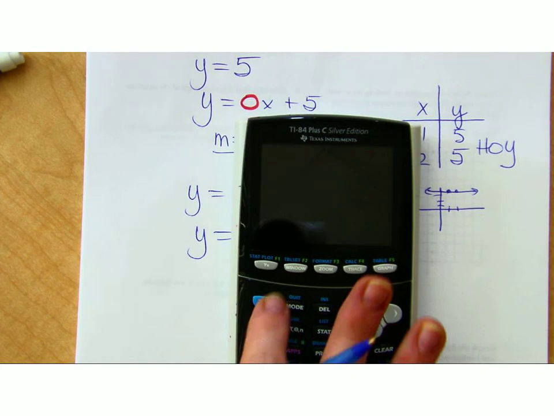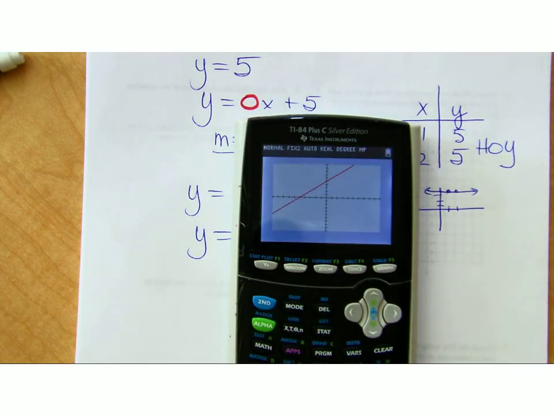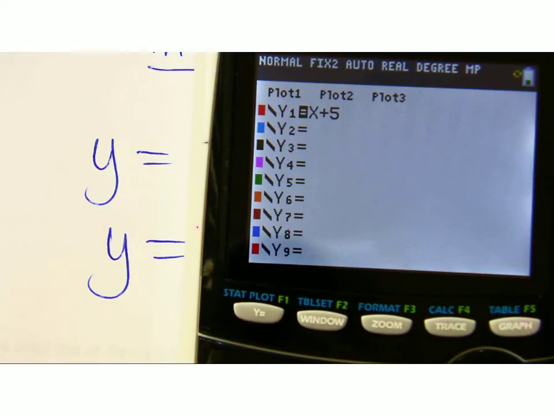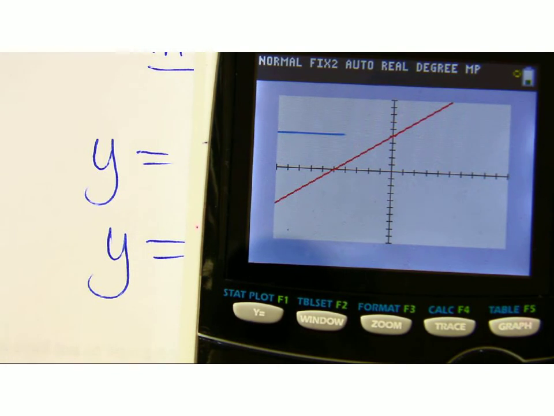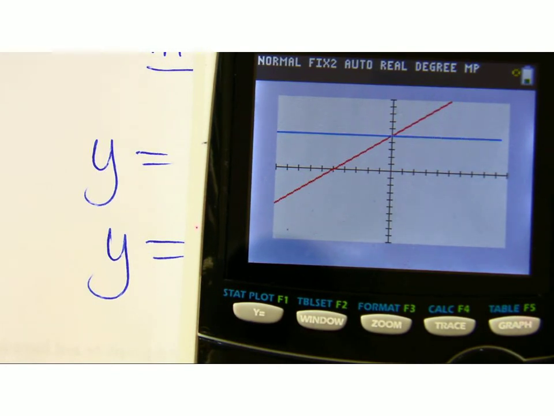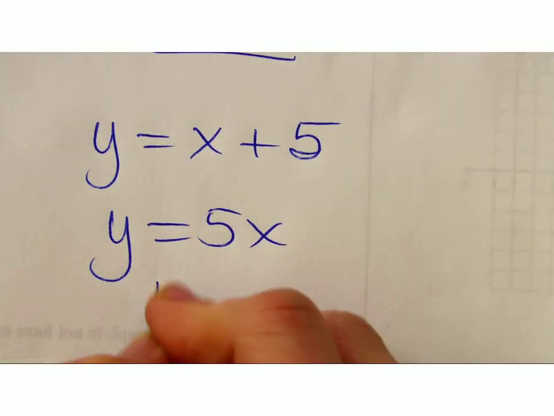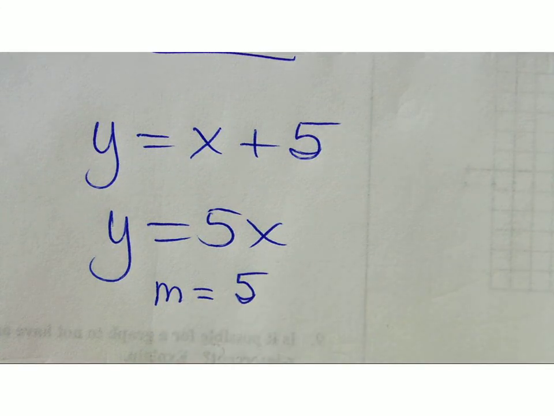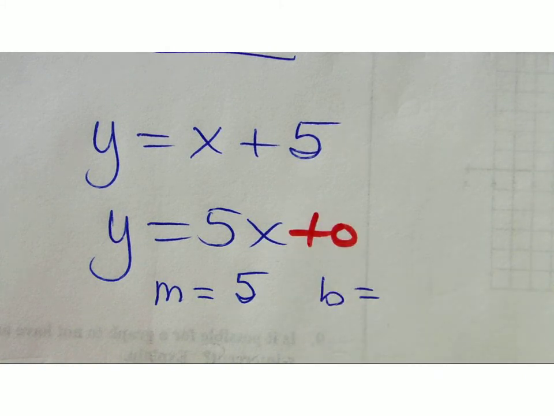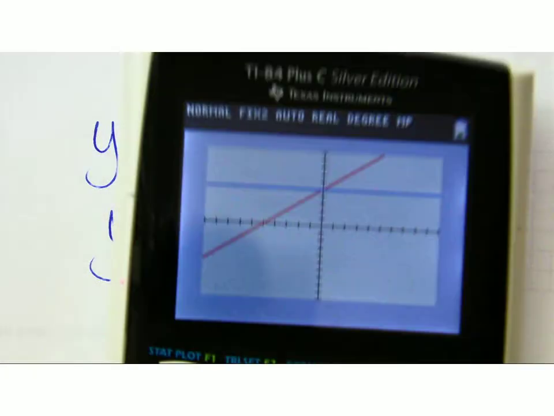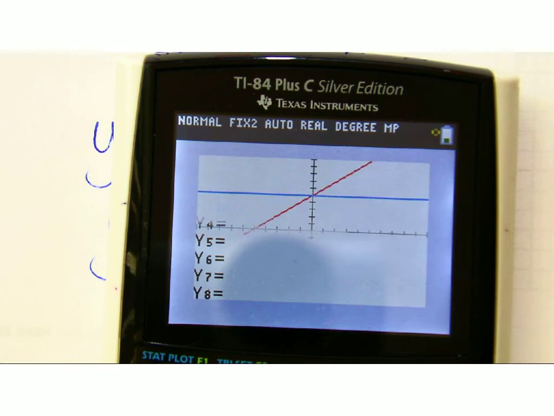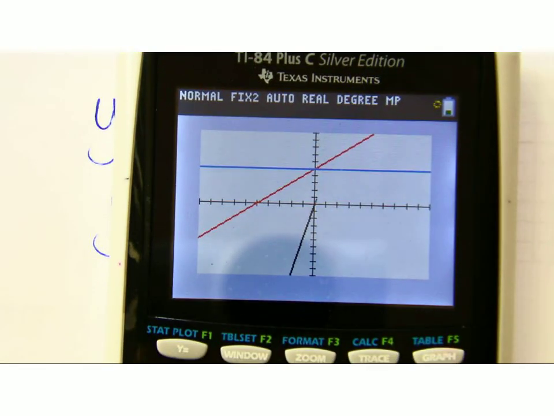Let's look here. So this is y equals x plus 5, right? What would y equals 5 look like? We already did that one. Right? What does y equals 5x look like? In y equals 5x, what's the slope? 5. Hey, that's kind of a big number. It's pretty steep. What's the y-intercept in y equals 5x? So can you kind of visualize what's going to happen when I type in y equals 5x? It's going to be a pretty steep line through the origin.